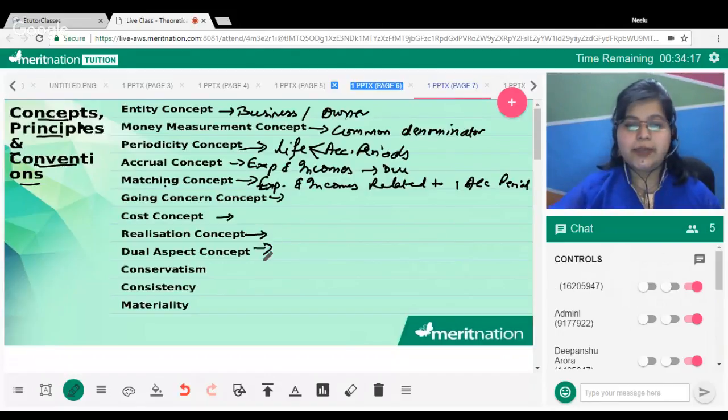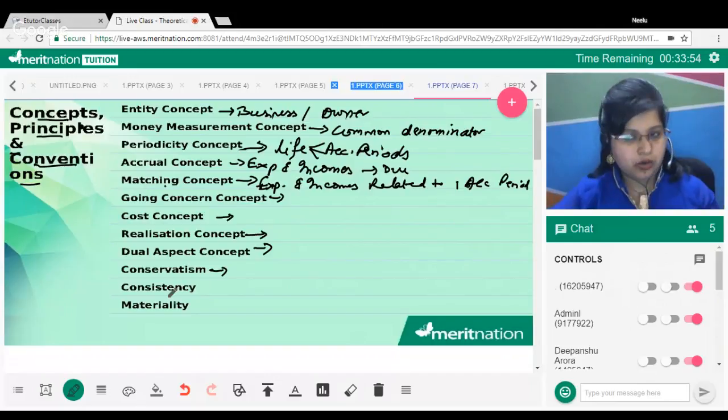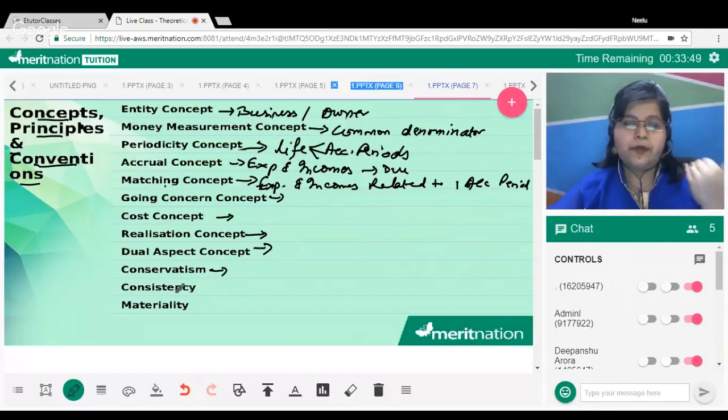The dual aspect concept says that every transaction has two aspects. That is, it affects our accounting books in at least two manners, or two different assets or liabilities are affected. Then there is the conservatism principle. The conservatism or prudence principle states that we always anticipate losses, but we do not anticipate or make provisions for future profits.